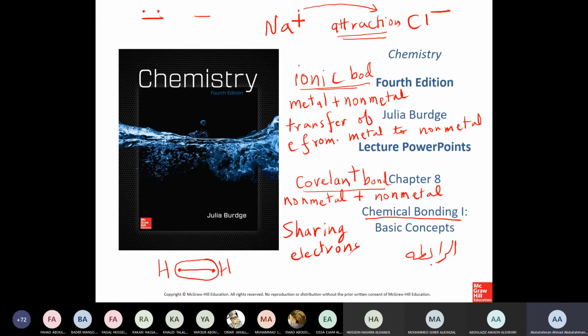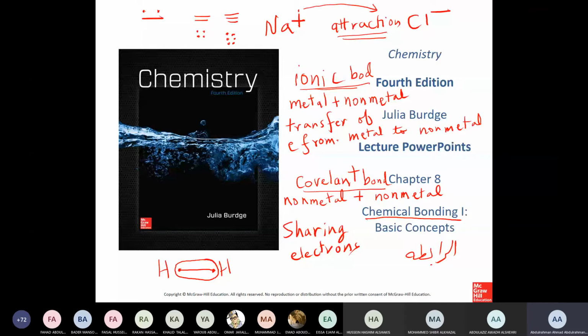Okay, how about if I draw two lines like this? What does it mean? Four electrons. How about if I draw three lines like this? Six. There are six electrons shared between the two nonmetals. Is this clear? So when I draw H dash H, what do you understand? That there are two electrons shared between the hydrogen and the hydrogen.